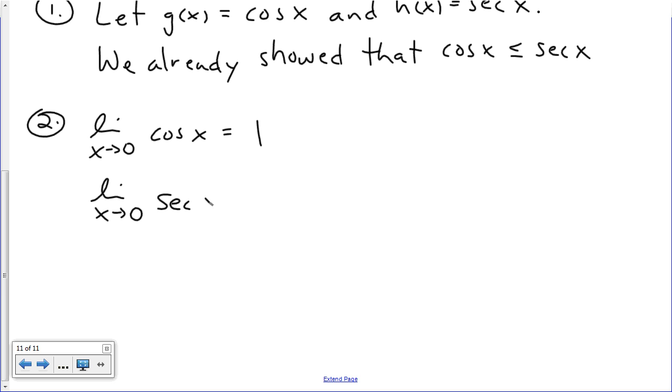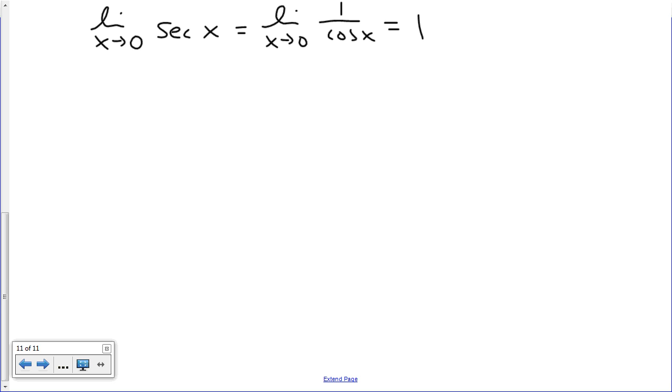Now check out the limit as x goes to 0 of the secant of x. I might not remember what secant is doing as x goes to 0, so I could rewrite this as the limit as x goes to 0 of 1 over cosine, if it helps you, which I think it does. As x goes to 0, you end up with 1 over the cosine of 0. Again, cosine of 0 is 1, so 1 over 1 is 1. So we've met the second condition. The limit as x goes to 0 for cosine is equal to the limit as x goes to 0 for secant.